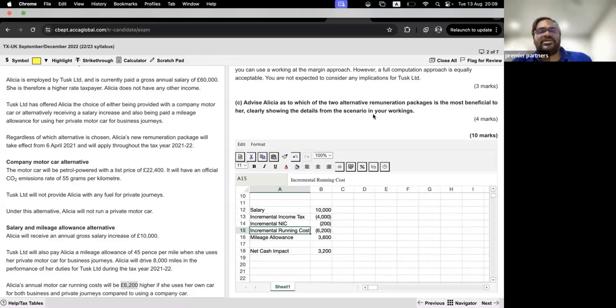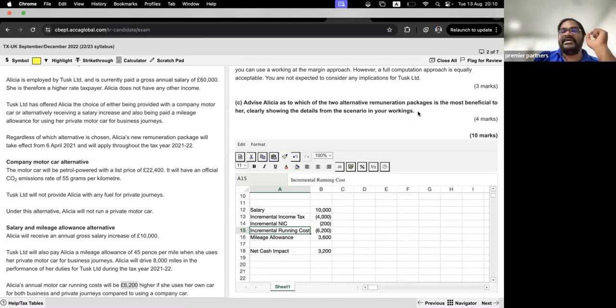But if she goes for the second option, where she gets a mileage allowance and the increase in the salary, she has a net cash flow benefit even after setting off all the taxes, income tax, NIC, both, and the additional car running cost as well. After setting off all those, still she has a positive cash benefit. Then what would be more beneficial for Alicia? Second option seems to be more beneficial for her, right?